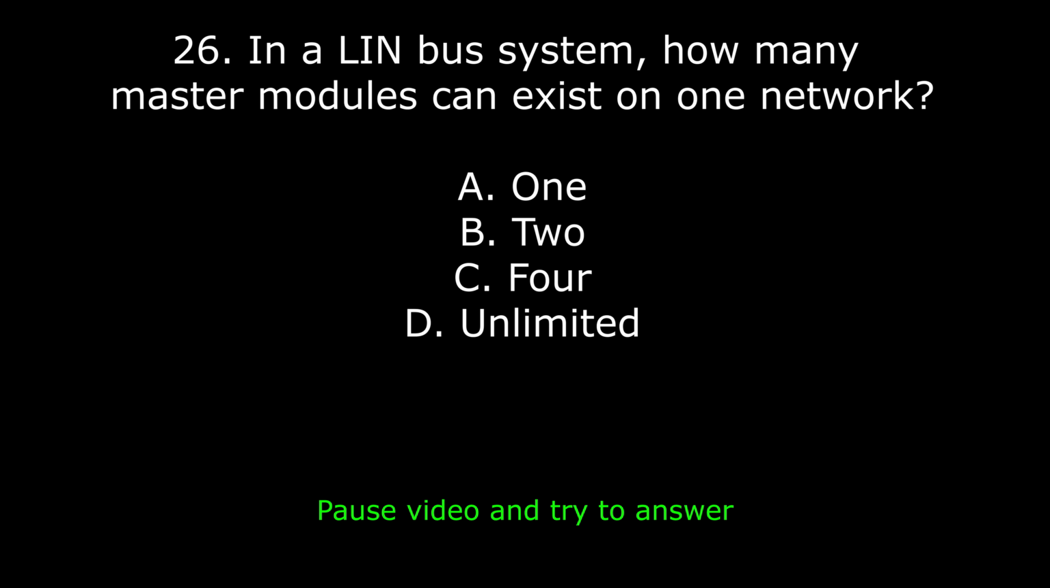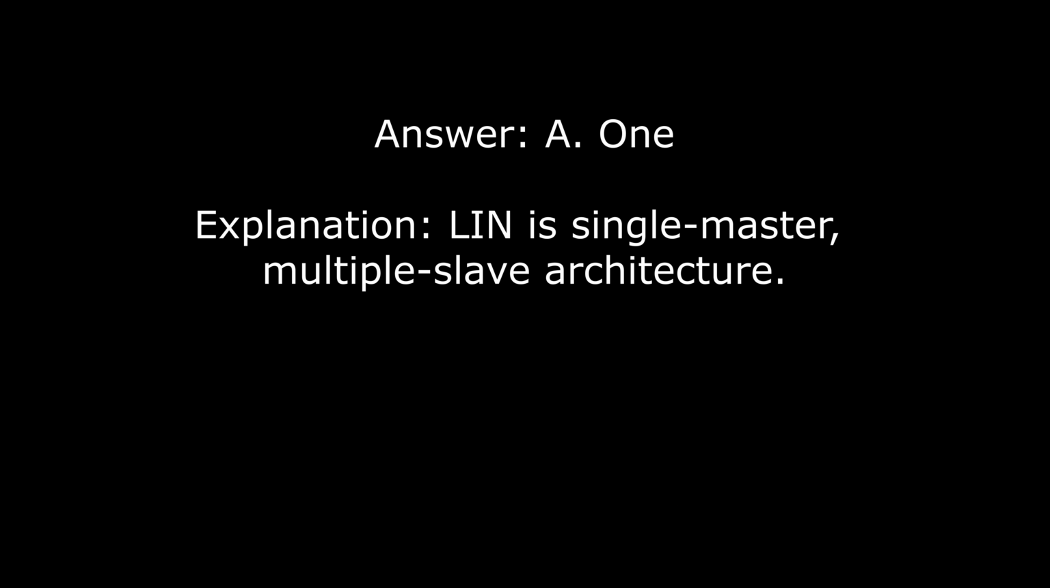26. In a LIN bus system, how many master modules can exist on one network? A. 1. B. 2. C. 4. D. Unlimited. Answer: A. 1. Explanation: LIN is single-master, multiple-slave architecture.